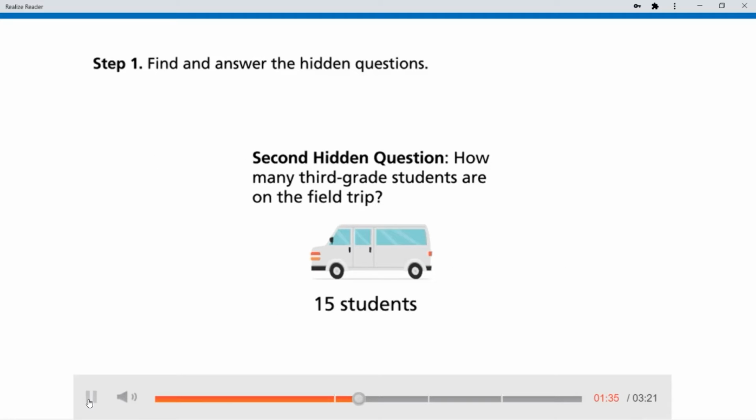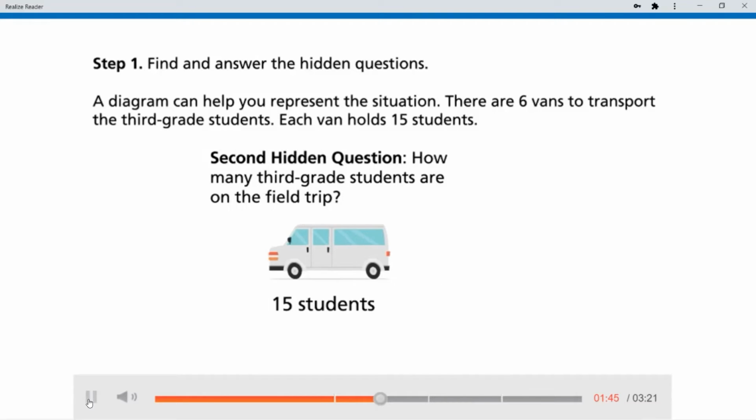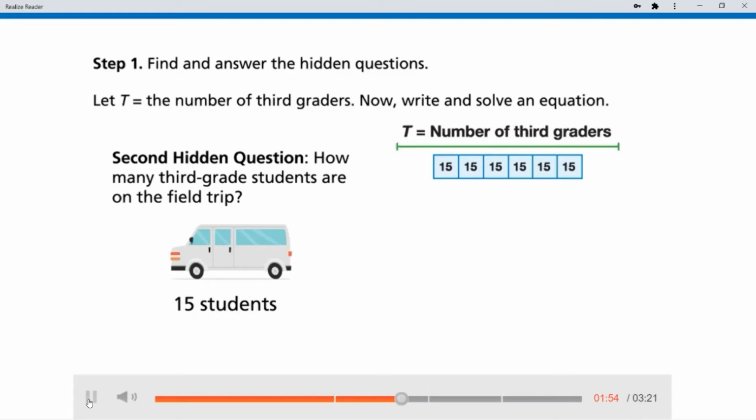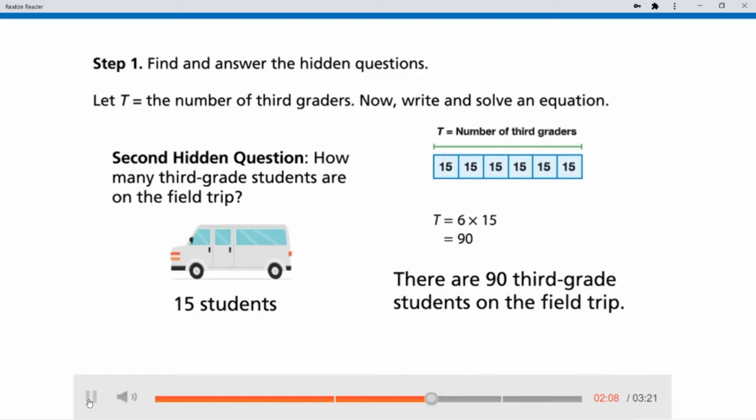The second hidden question is, how many 3rd grade students are on the field trip? A diagram can help you represent the situation. There are 6 vans to transport the 3rd grade students. Each van holds 15 students. Let T equal the number of 3rd graders. Now write and solve an equation. T equals 6 times 15, so T equals 90. There are 90 3rd grade students on the field trip.